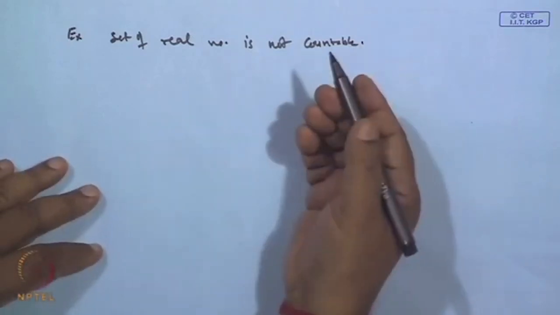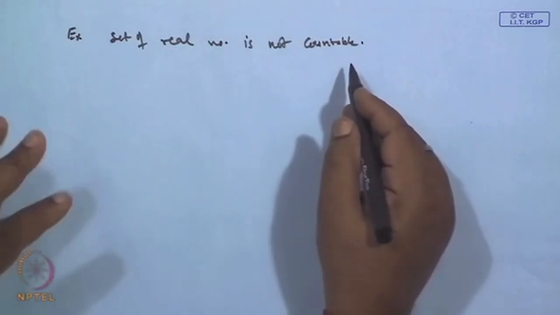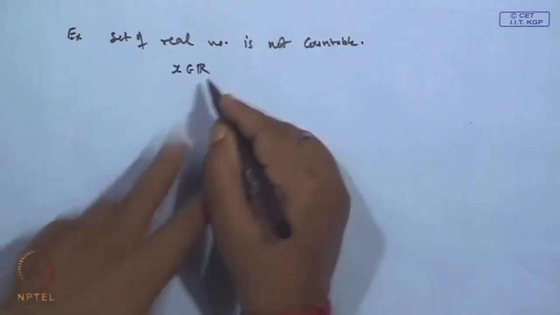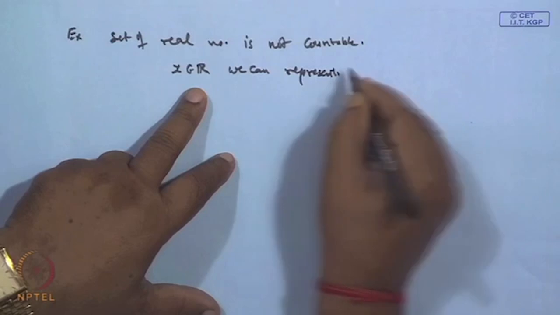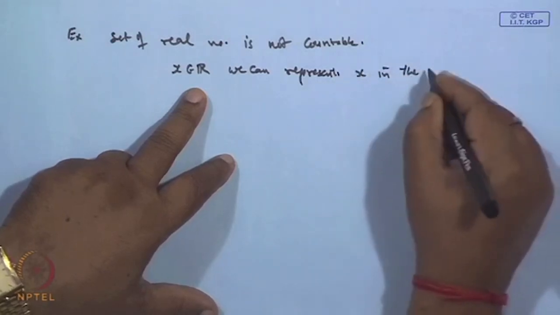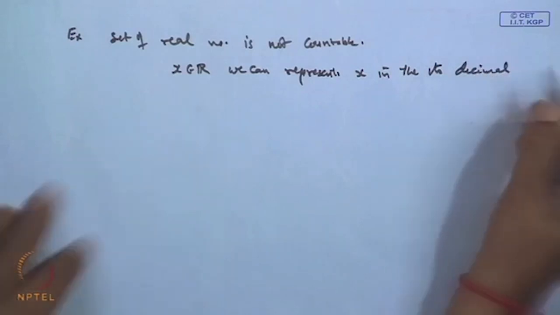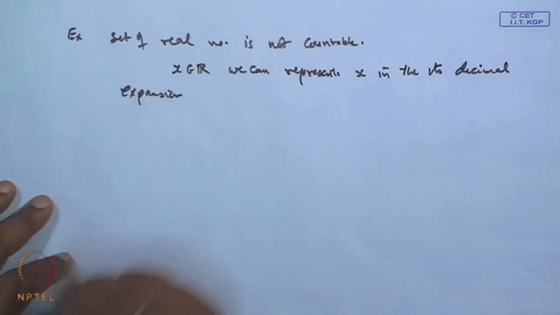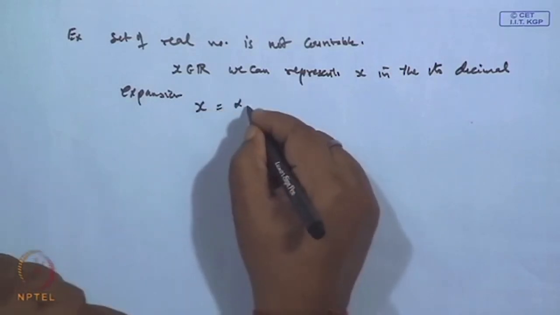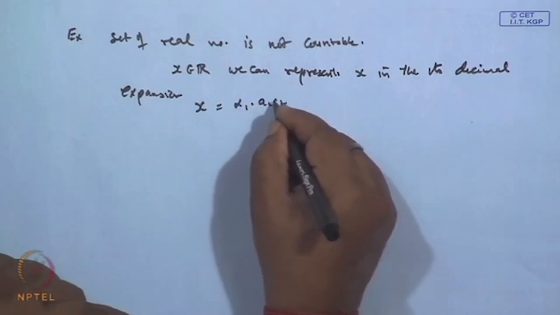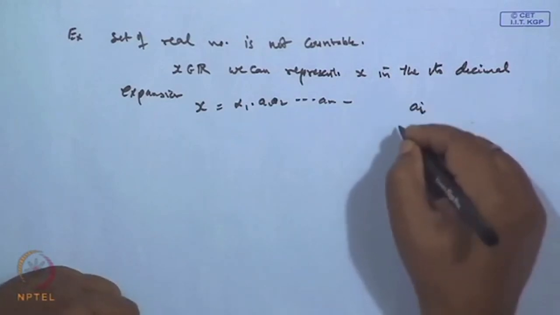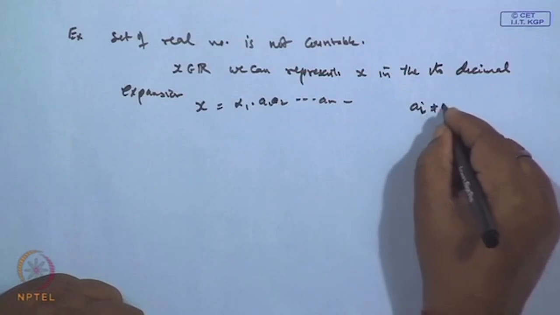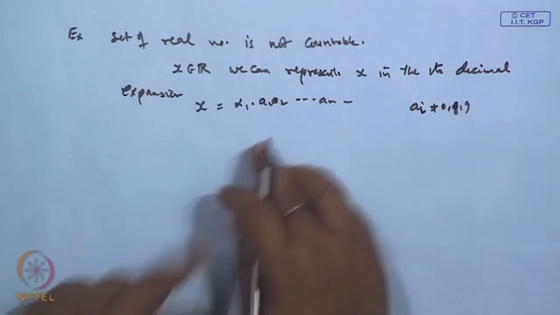Suppose I take x any element of R. We can represent x in its decimal expansion. If x is something like alpha, point a1, a2, an and so on, then a1, a2, an are digits different from 0, 8 and 9, in order to avoid repeating the whole 9.